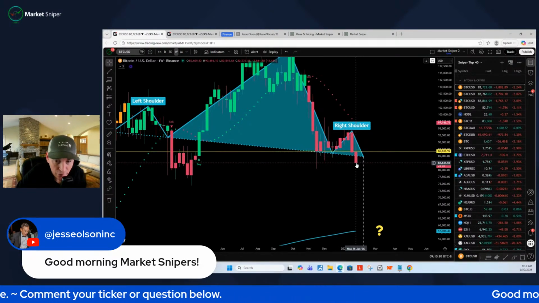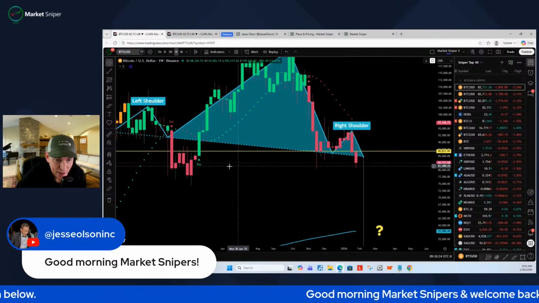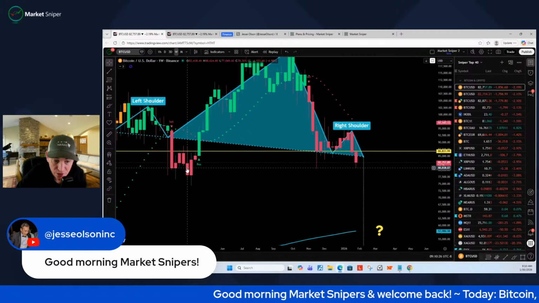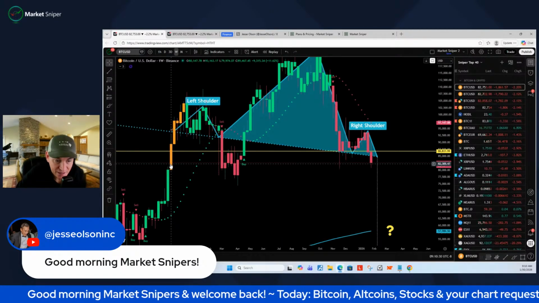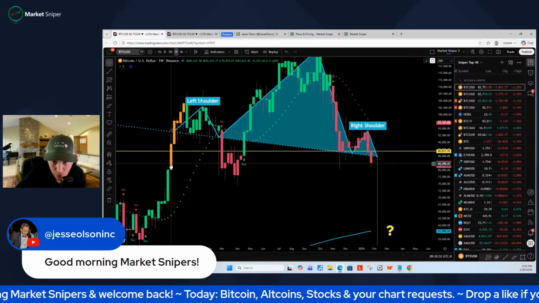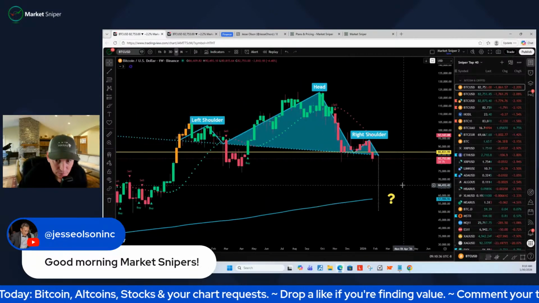This is called follow through, right? And if it closes down here, it'll be the lowest candle close since March 2025. And it's back to the same prices as November 2024, right? The trend is down. The trend is down.